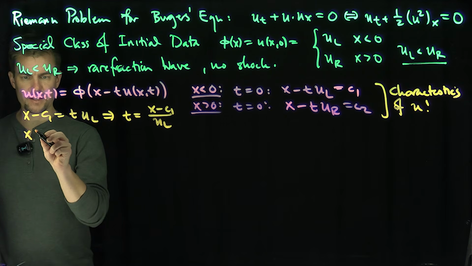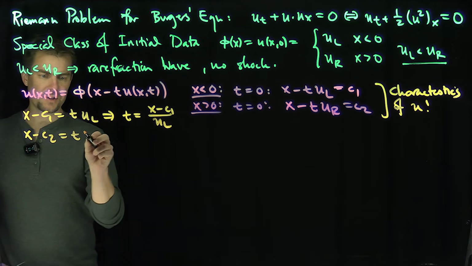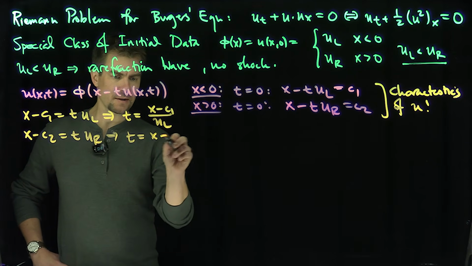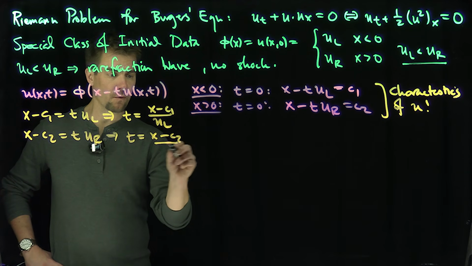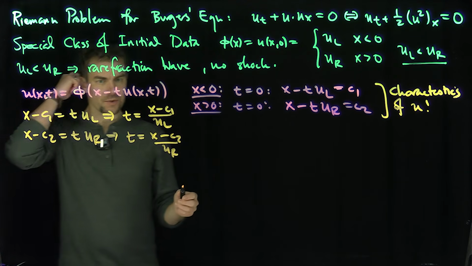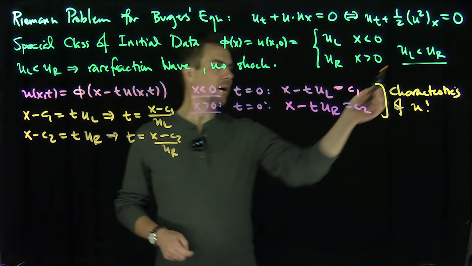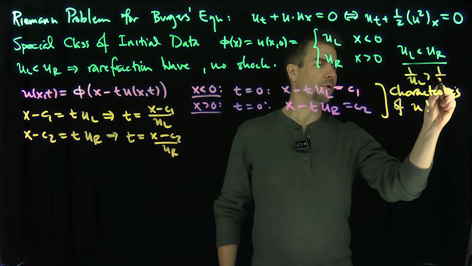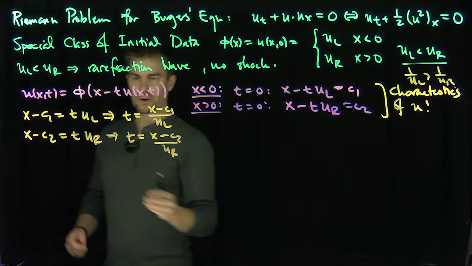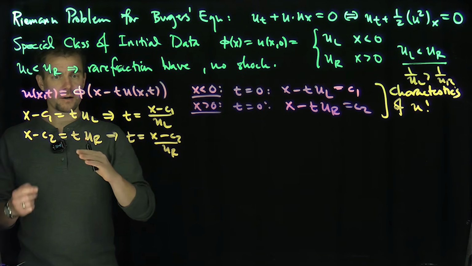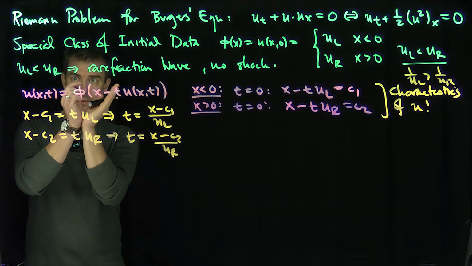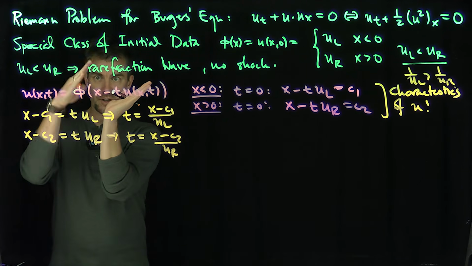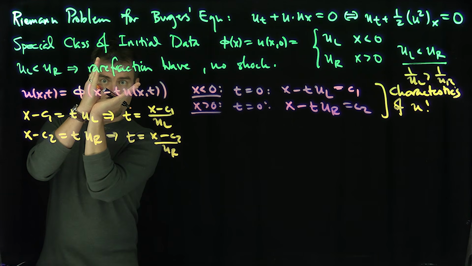The second set of trajectories is x minus c2 is equal to t u_r, and that says that t is equal to x minus c2 over u_r. Now, of course, what's the slope? Since u_r is bigger than u_l, I know that 1 over u_l is bigger than 1 over u_r. So those slopes are bigger, which means you're going to have this fan sort of shape. The smaller slopes are on the right, the bigger slopes are on the left. So there's necessarily a fan.